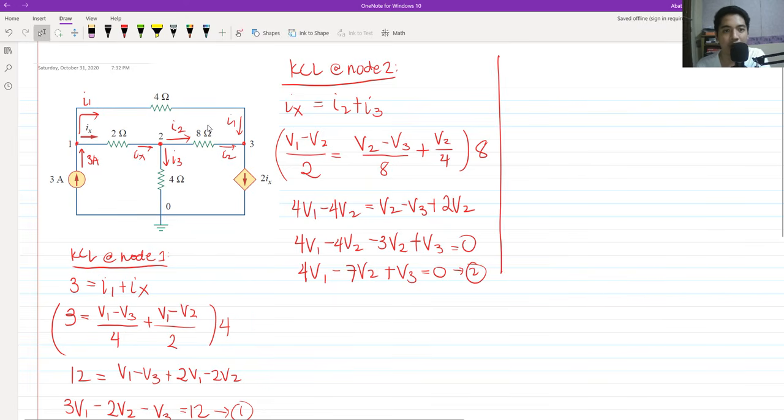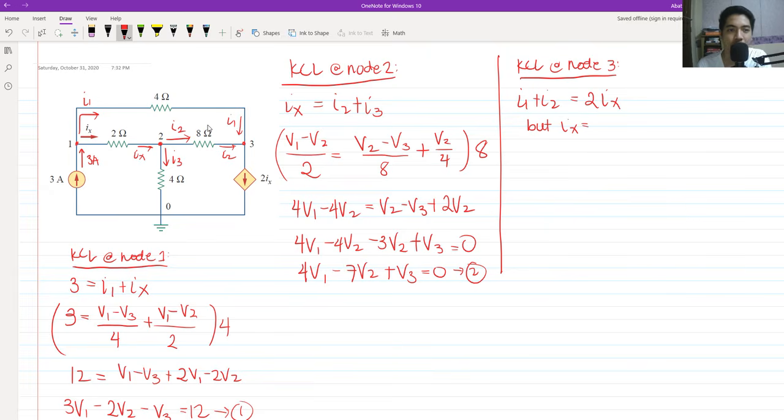And how about for the third node? So we have KCL at node 3. Current entering is I1 and I2, so we have I sub 1 plus I sub 2. Current leaving is 2Ix. But Ix, we know, will be V sub 1 minus V sub 2 all over 2.